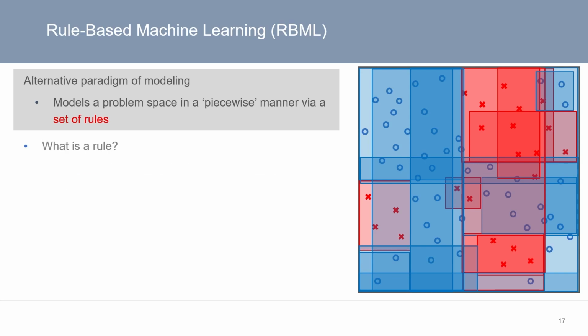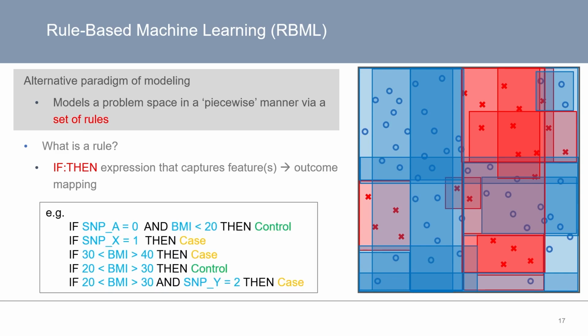So what is a rule? A rule is just an if-then expression that captures a feature to outcome mapping. Here are some rules that might have been trained on a dataset including genetic variants, such as SNP-A or SNP-X, and other clinical variables, such as BMI or body mass index.